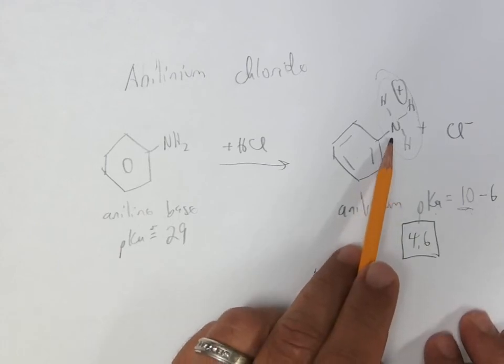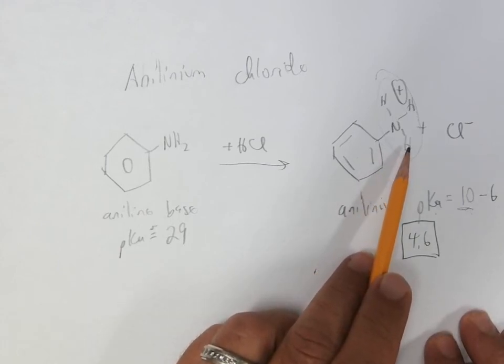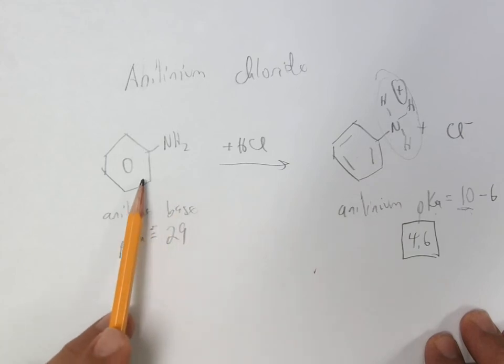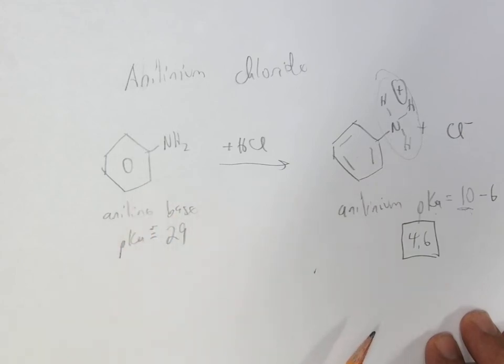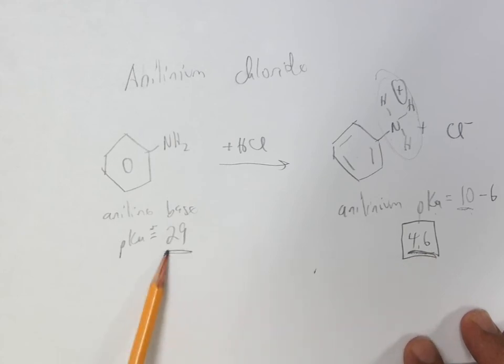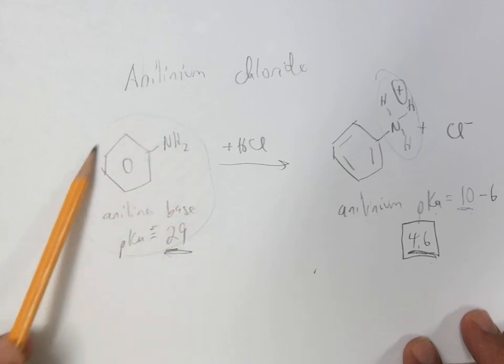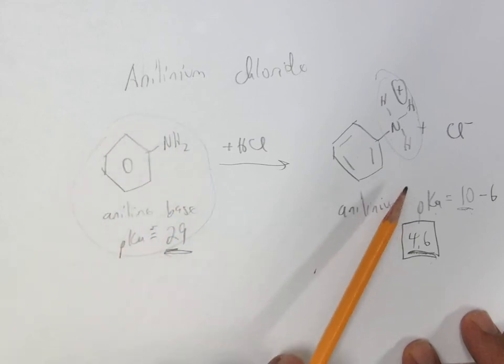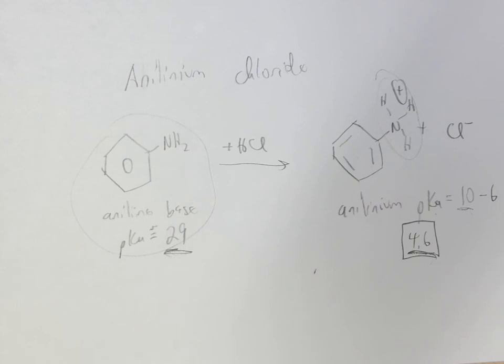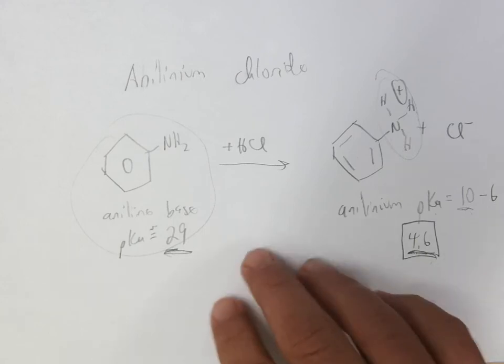So anilinium, being positively charged, is more acidic than the neutral aniline by quite a bit. Charge effects are very significant. Anilinium pK is 4.6. Aniline pK is about 29. Sometimes if you look up the pK of aniline, they're going to report the pKa of the conjugate acid instead, which I think is misleading and incorrect, but that's just the way the literature often does it.